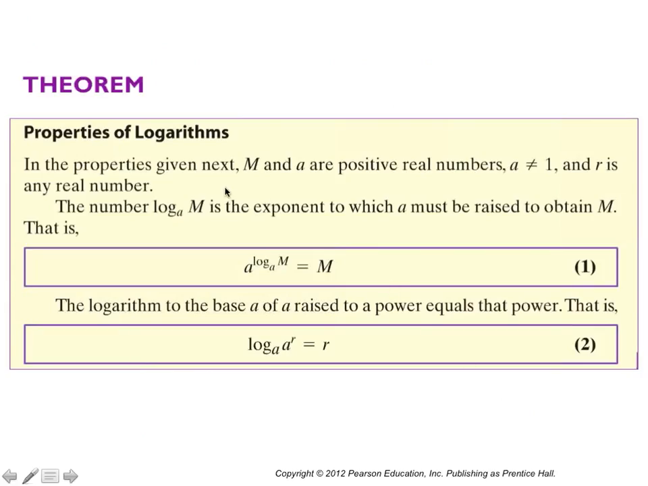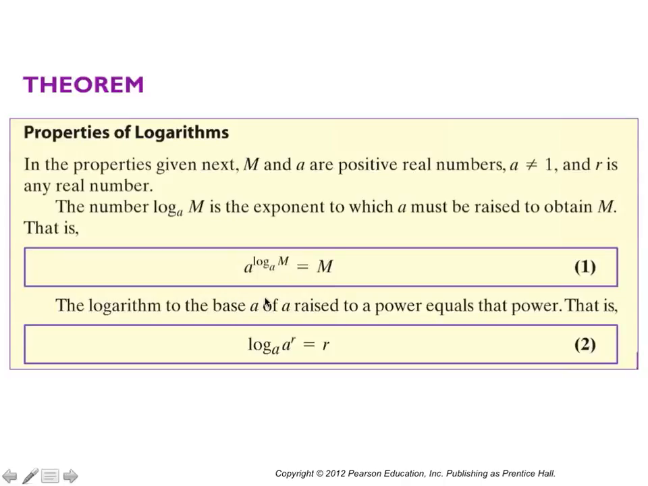Okay, so let's take a look at a couple of other properties here. In the properties given next, m and a are going to be positive real numbers, a is not equal to 1, and r is any real number, okay? The number log base a of m is the exponent to which a must be raised. This is kind of confusing in words, but if we have a to the log base a of m power, if you have the same base here and the same base on your log, then all you're left with is just this m piece right here.